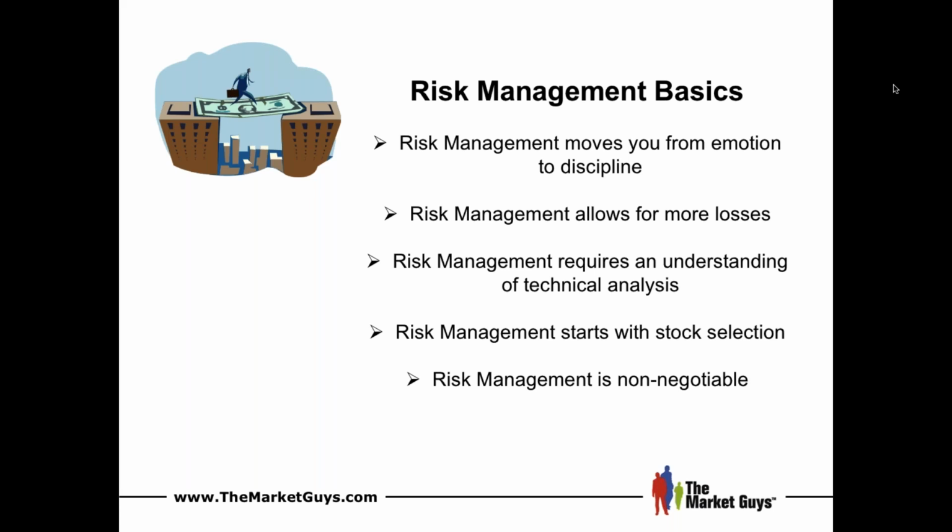Now, bullet point number 2, risk management allows for more losses. And you might think, well, AJ, I don't want to have more losses. Well, don't misread this. Having a 1% rule, allowing you to only lose 1% of your total account on any given trade, gives you the flexibility and even freedom to lose with more frequency, but still not lose a lot of money. I don't want to confuse you on that, but that's the crux of what we're talking about here.